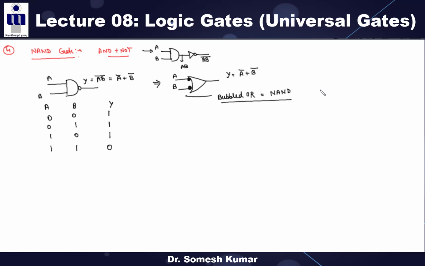Clear? And using switches, how can you design it? You can design this thing, right? This is A, this is B, and this is basically AB whole bar. Clear?